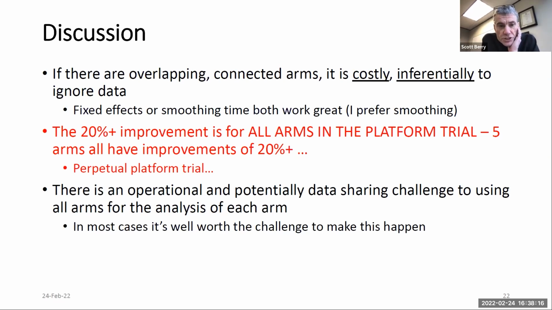There are operational and data sharing aspects of this. In order for Arm 5 to do their primary analysis, you don't just need the non-concurrent controls, you need all the other active arms in order to estimate time. So the primary analysis needs all the arms. So this is a new aspect of data sharing, of being able to do this primary analysis. So this is a hurdle in some cases, but one well worth accomplishing and using within platform trials, and recognizing this is an important aspect of it.